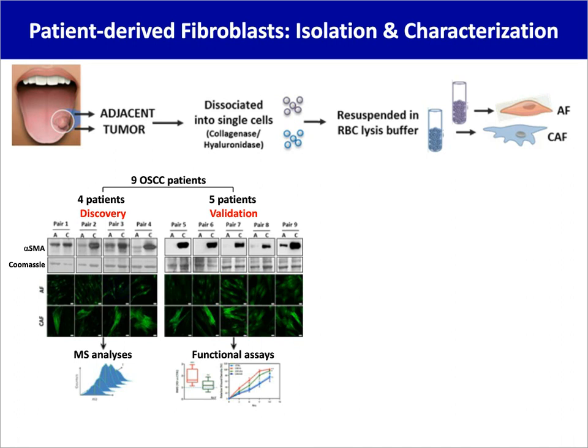What you can see here in the slide, the top band is a Western blot against alpha-SMA, and it shows an upregulation of this commonly used marker for an activated fibroblast state in the CAFs, indicated here with a C, versus the AFs, indicated with an A. The band underneath is just a Coomassie stain of the entire membrane following that Western blot. On the bottom, you can see an immunofluorescence micrograph of the cells grown in culture, again against alpha-SMA. What you can see here is an upregulation of alpha-SMA by immunofluorescence microscopy, as well as the formation of these typical stress fibers that indicate an activated fibroblast phenotype.